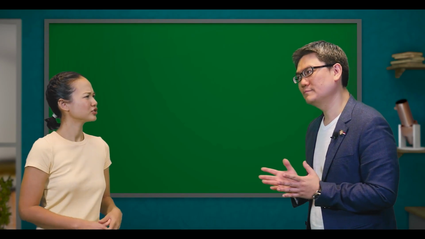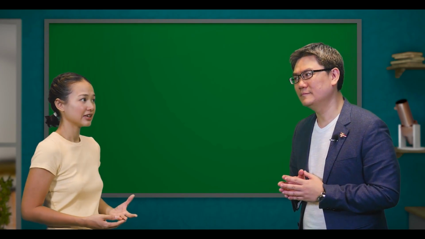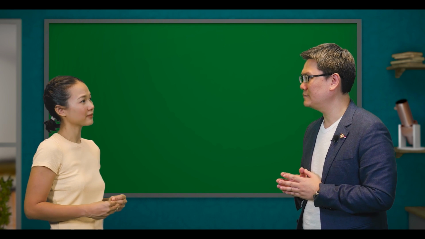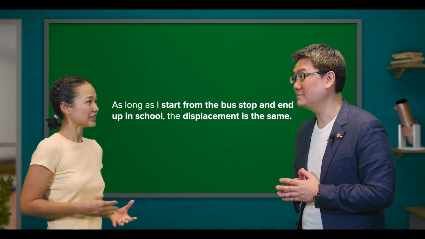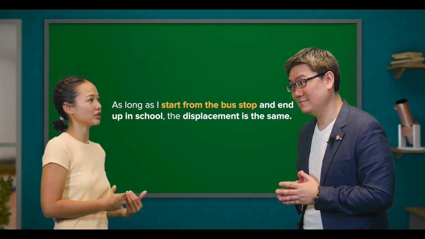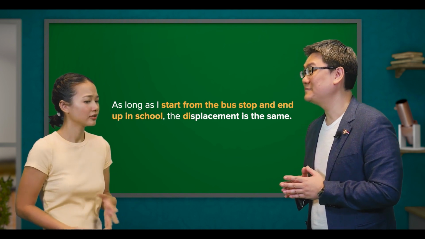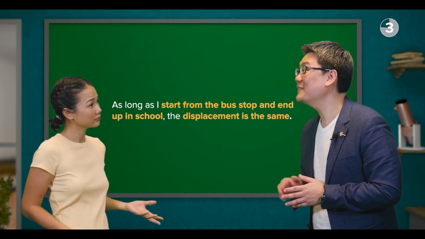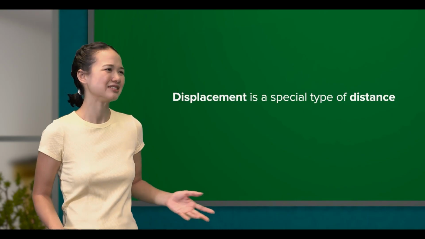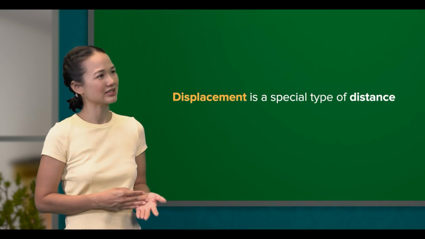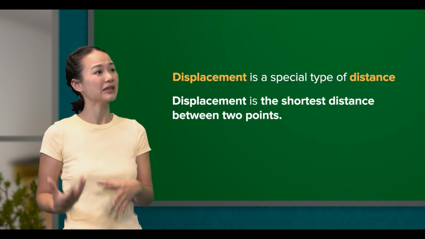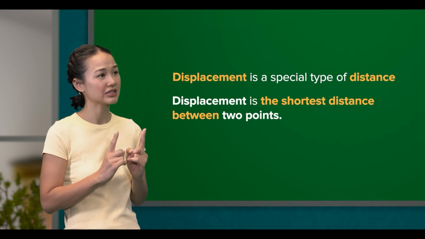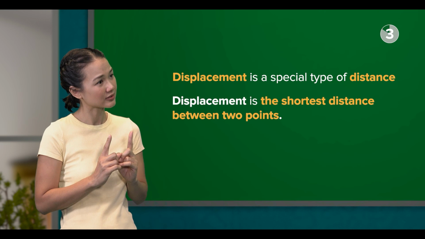Hang on, so what you're saying is this. If I took a different path by walking all over the place and took however long as I wanted, as long as I start from the bus stop and end up in school, the displacement is the same? Yes. So said differently, displacement is a special type of distance. Special in the sense that displacement is the shortest distance between 2 points.